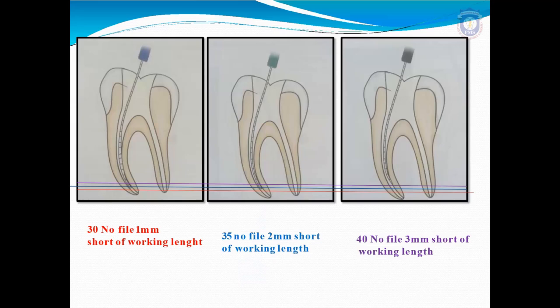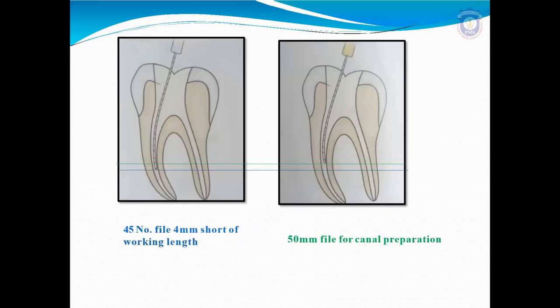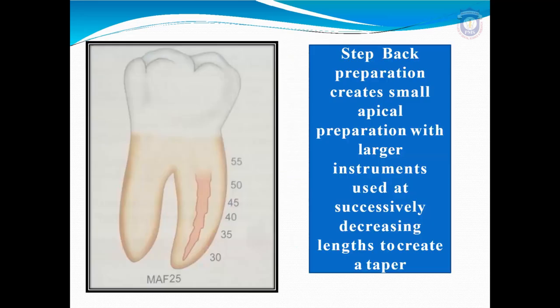A 30 number file is used 1 millimeter short of the apex. 35 number file is used 2 millimeter short of the apex, and 40 number file is used 3 millimeter short of the working length. As seen in the diagram, a 45 number file is used 4 millimeter short of the working length, and a 50 number file is used for canal preparation. Step-back preparation creates a small apical preparation with larger instruments used at successively decreasing lengths to create a taper.